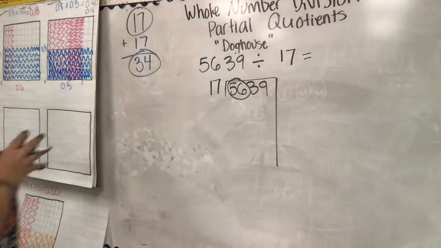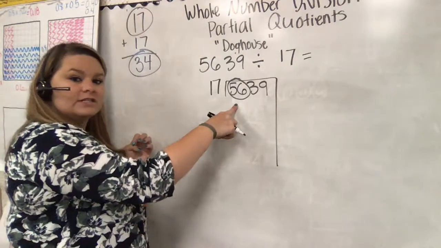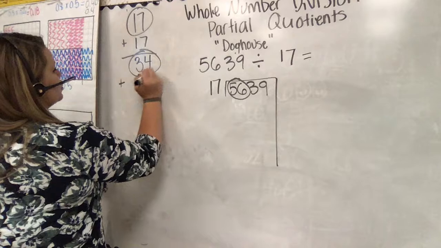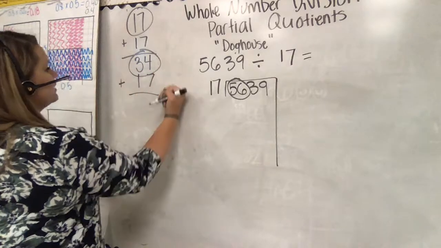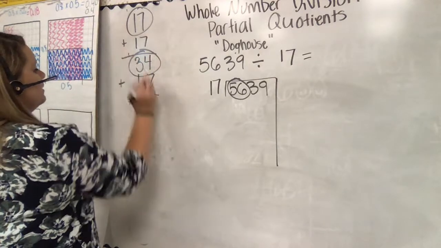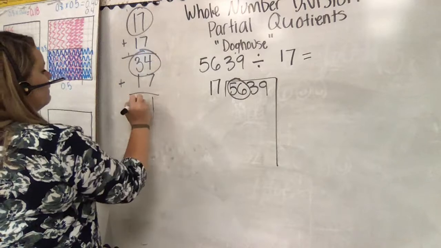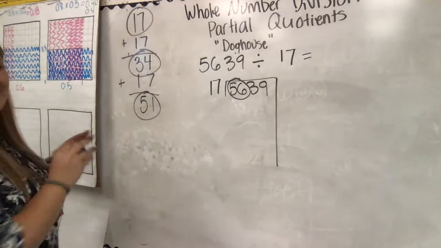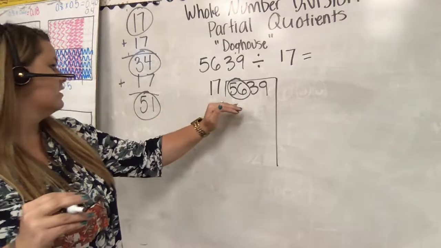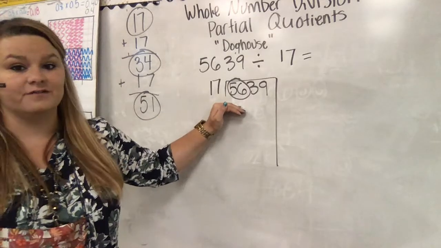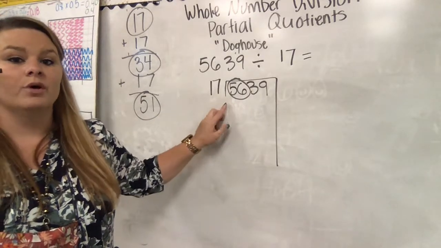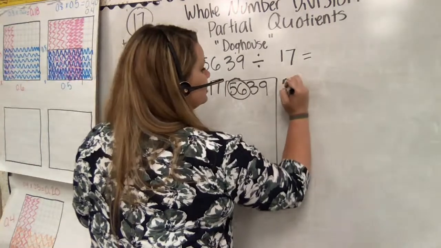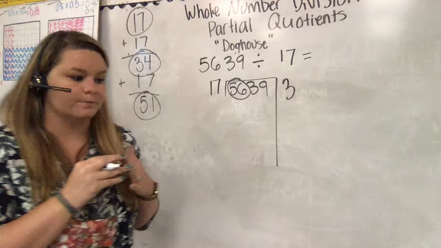Okay. So notice I'm not quite to 56 yet. So I'm going to keep going and see what 17 times 3 would be. 7 plus 4 is 11. 3, 4, 5. So 51. 17 times 3 is 51. So 51 is only 5 less than 56. So we know that 3 is going to be our first digit of our partial quotient.